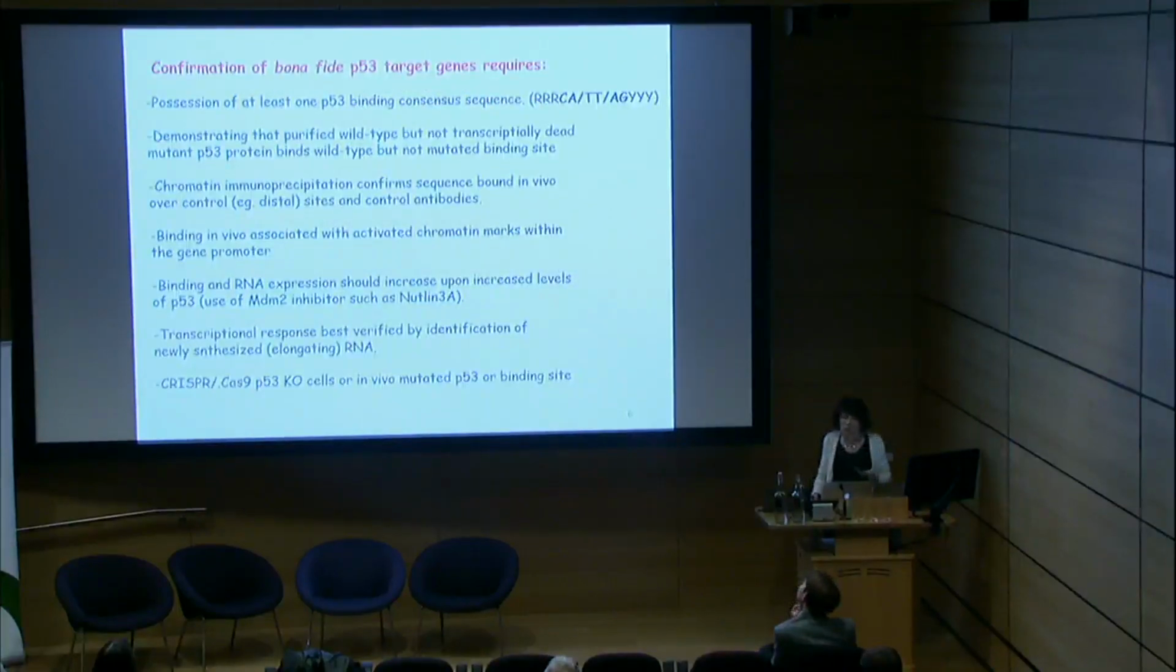How do we know a protein is a P53 target gene? These are what I believe you would have to show: that the gene has a binding consensus sequence, that purified protein can bind to it, but a mutated tumor-derived protein cannot, and that if you mutate the sequence, you don't get binding. You should be able to confirm that in vivo using chromatin immunoprecipitation, and you should have good controls for these experiments.